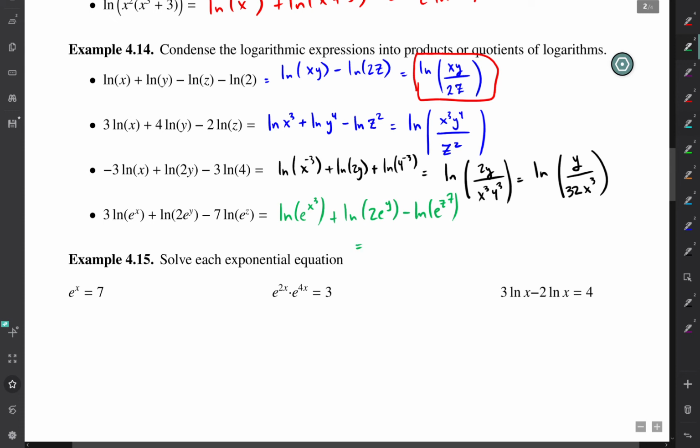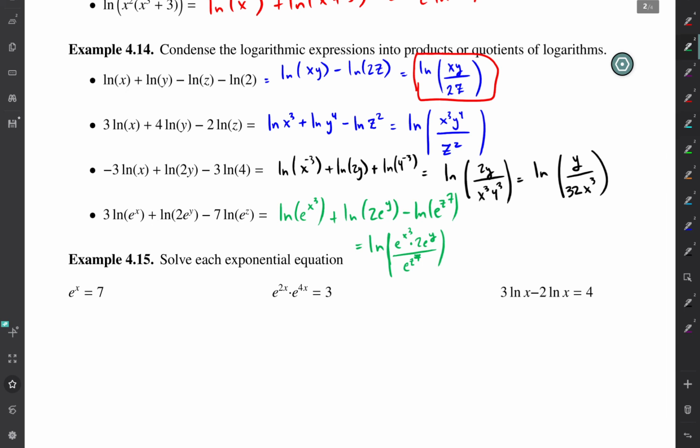And so when you make this one quotient, it becomes ln of e to the x cubed times 2 e to the y all over e to the z to the seventh. Okay, so there it is, natural log of one product.